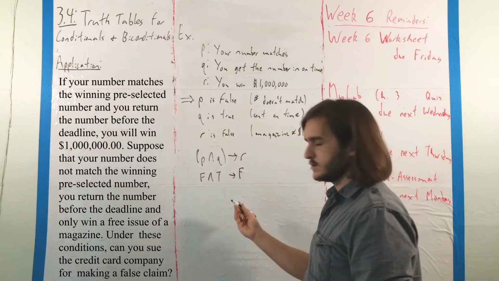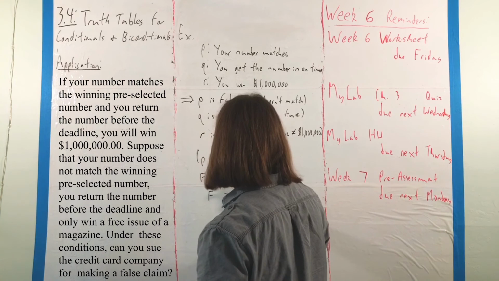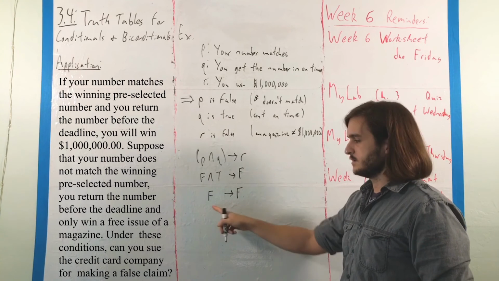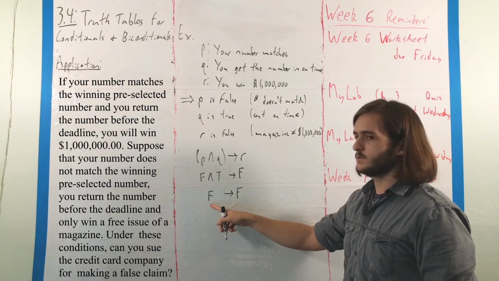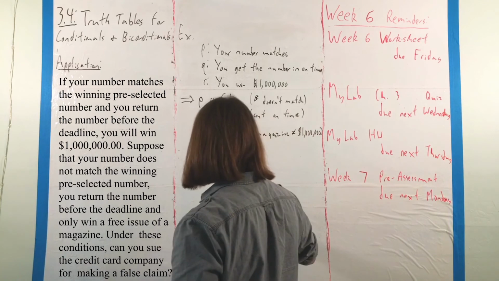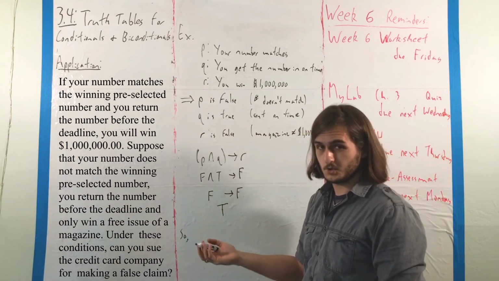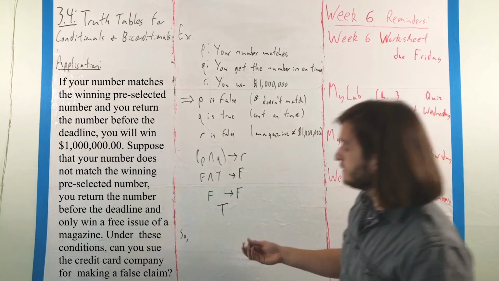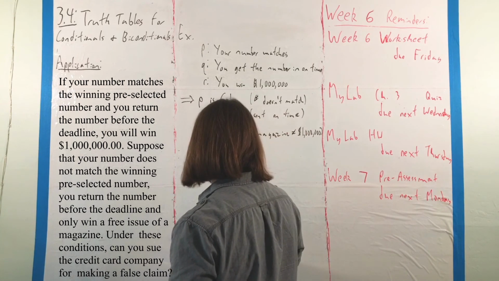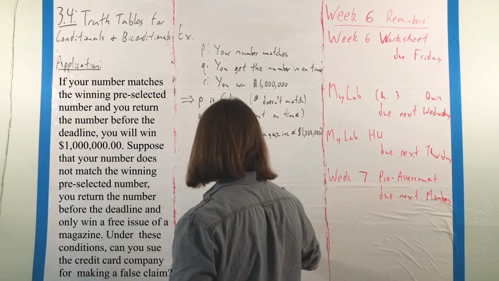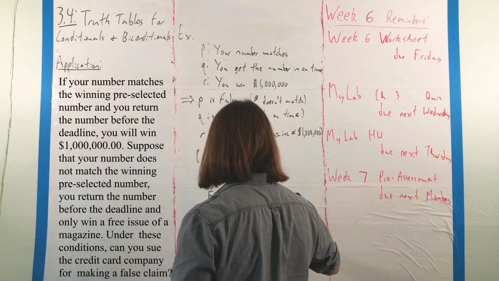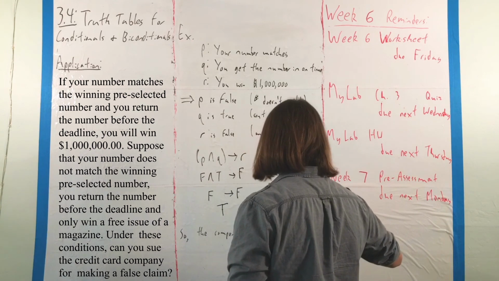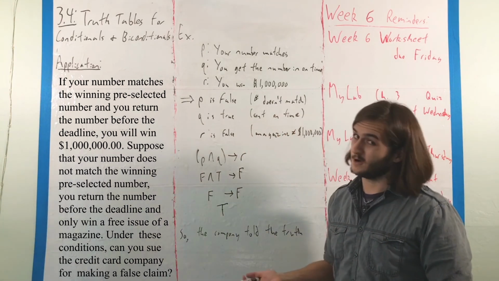Well, you take false and true together, you get false. It doesn't really matter what happened to that guy, since this one here is false, the whole thing is true. It is trivially true in this case, so it's kind of easy to lose that little bit there. But this is true, which means the company told the truth. Or in other words, sorry, you can't sue them to get your prize money, but I hope it's a nice magazine.